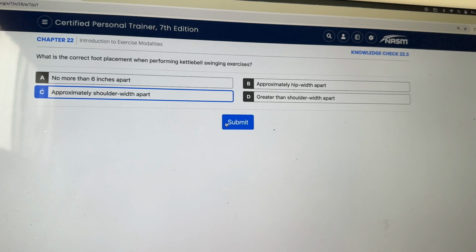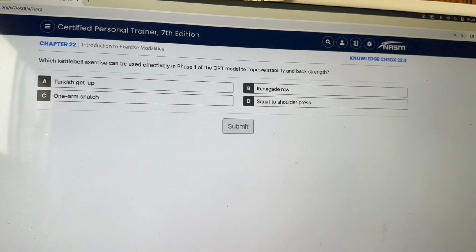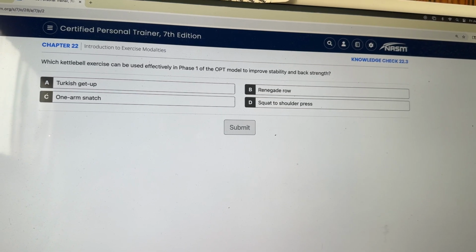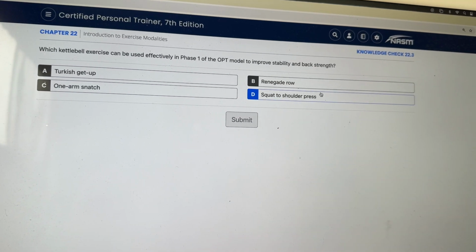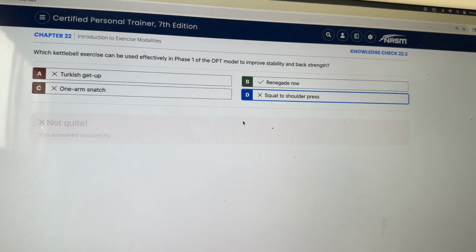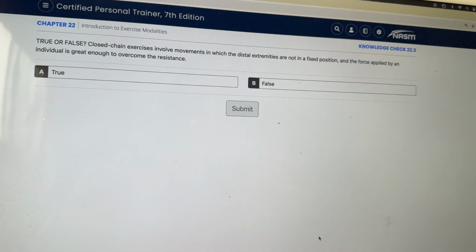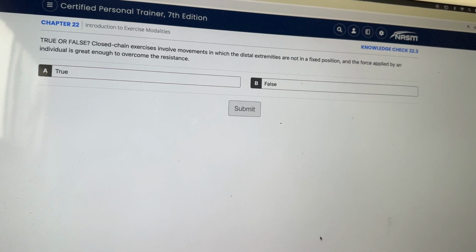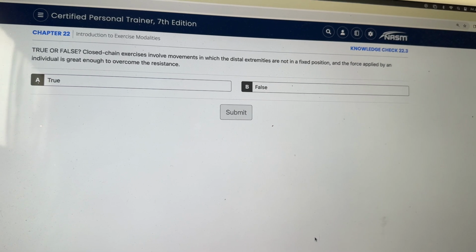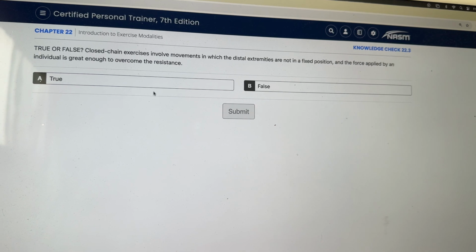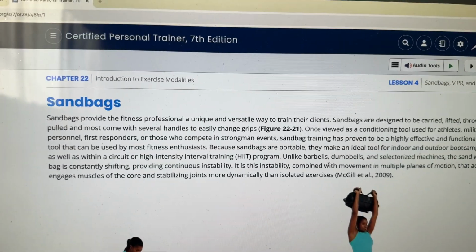Approximately shoulder width apart. Which kettlebell exercise can be used effectively in phase 1 of the OPT model to improve stability and back strength? Damn, I don't know. I think it might be this one. Renegade row. All right. True or false? Closed chain exercise involve movements in which the distal extremities are not in a fixed position, and the force applied by an individual is great enough to overcome the resistance. Say true.